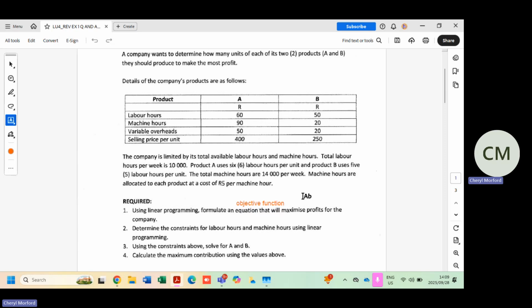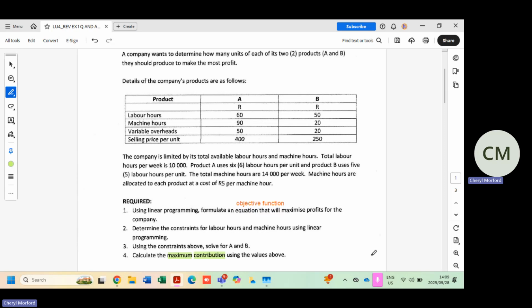Have a look at number 4. Calculate the maximum contribution using the values above. So when we have found the answer to number 3, we're going to take those numbers and substitute them into the answer for number 1, and that will give us the answer to number 4. Helps to know the plan of attack here. So in order to do the objective function, I need to know what the contribution is for product A and for product B. And that obviously is very simple.